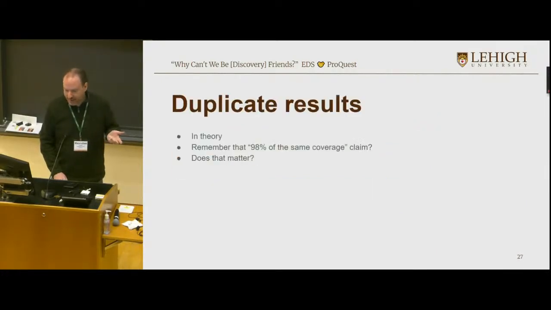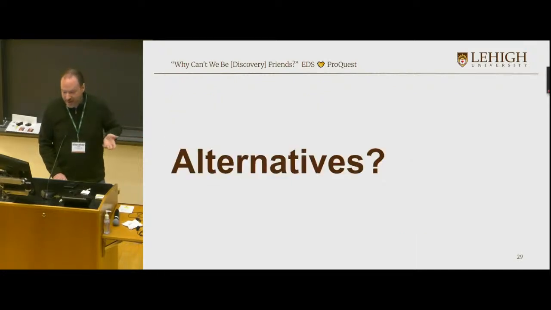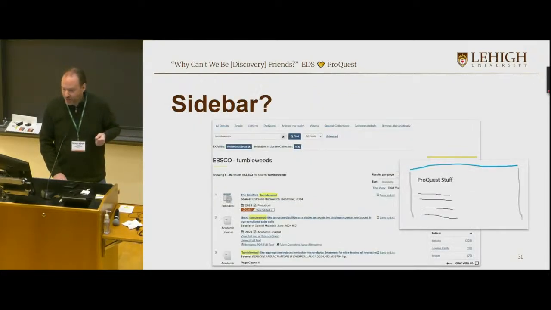But remember that 98% of the same coverage claim? In theory, then, we have a lot of duplicate results. That seems like a problem. Also, EBSCO gives us a lot of different facets. ProQuest doesn't. How do we resolve that in a blended situation? Do we show the facets that only apply to EDS? Do we not? Not a great solution there. Should we add yet another box of ProQuest stuff? It's a solution. Should we have a main EBSCO results screen, but just have ProQuest stuff in a sidebar?